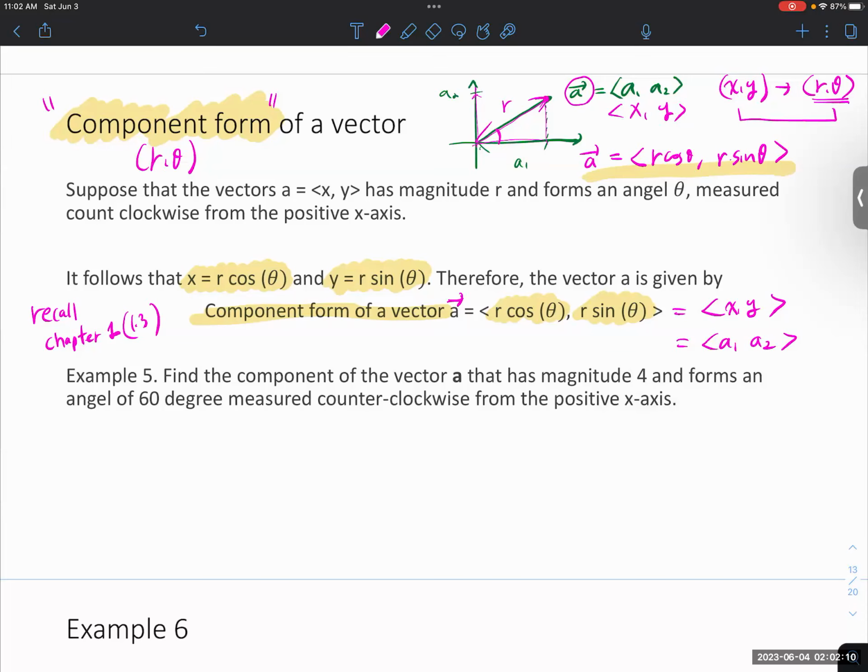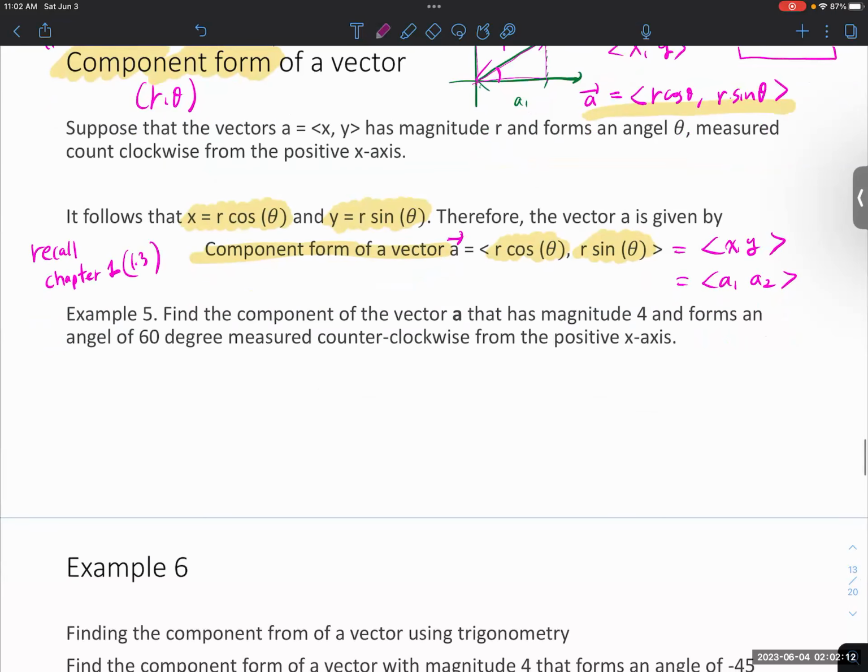So let's look at example 5. Find the component form of a vector A. The magnitude is 4 and it forms an angle of 60 degrees counterclockwise. Find the vector. So let's look at the image. I have a magnitude of 4, and then counterclockwise is the angle, so 60 degrees is going to be here.